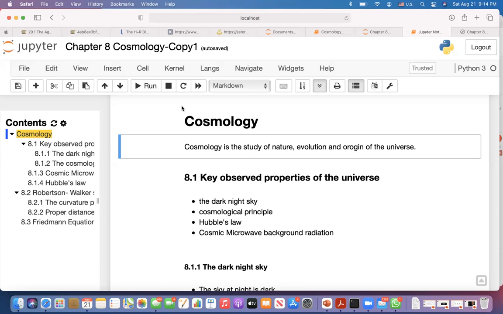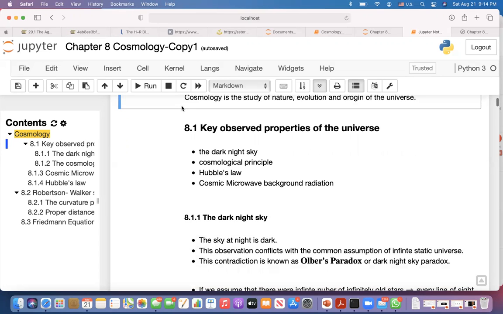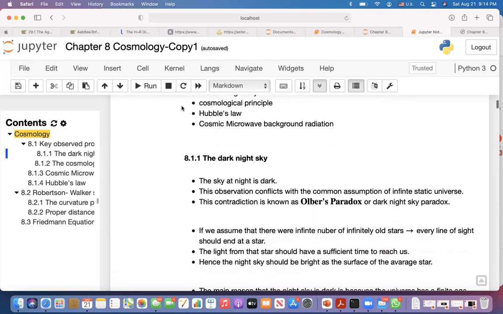Right. So the first one is the dark night sky. The idea is, if you go outside and look at the sky, all of us know that the night sky is dark, right? Nobody would say the night sky is bright. So this is what we will observe if you go outside and look at the sky even now, right?